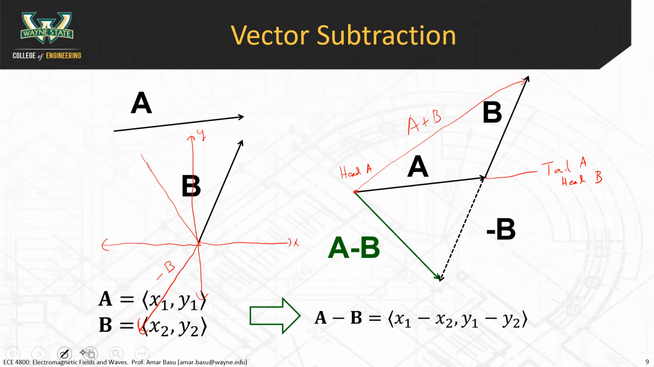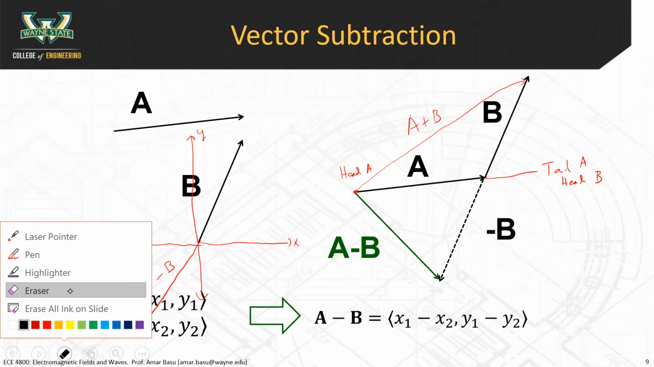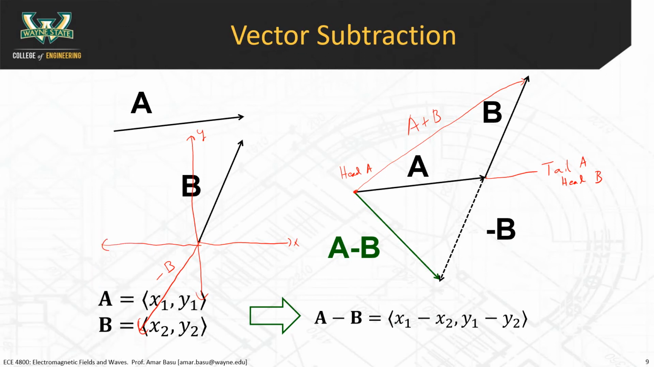Okay, just for clarity, let me erase this line here. So when we find the negative of a vector, what we are doing is reflecting it across the x and the y-axis, or in other words, we are reflecting it across the origin. This is in a two-dimensional coordinate system. The same type of thing would apply to a three-dimensional coordinate system as well. We're reflecting it across the origin, across the x, y, and z axes, all three axes.